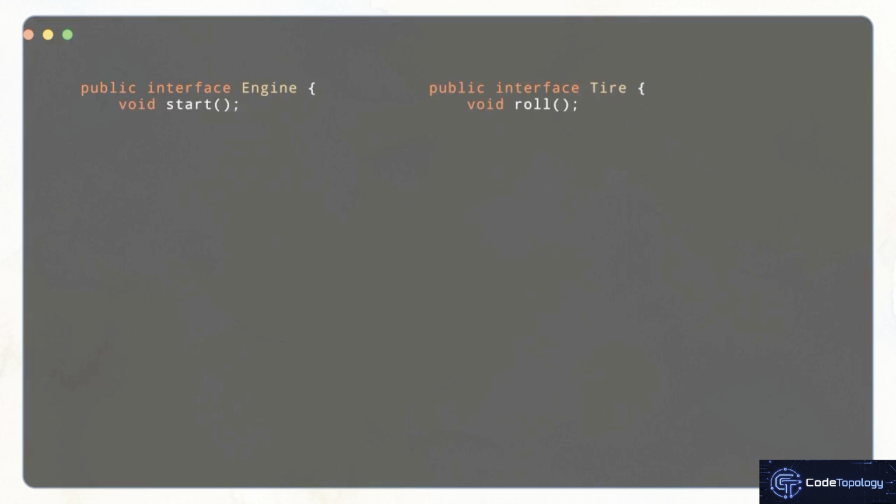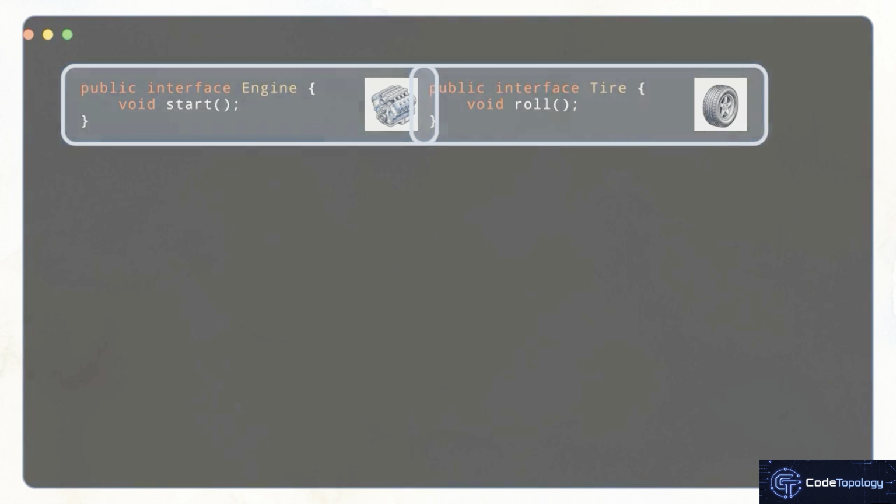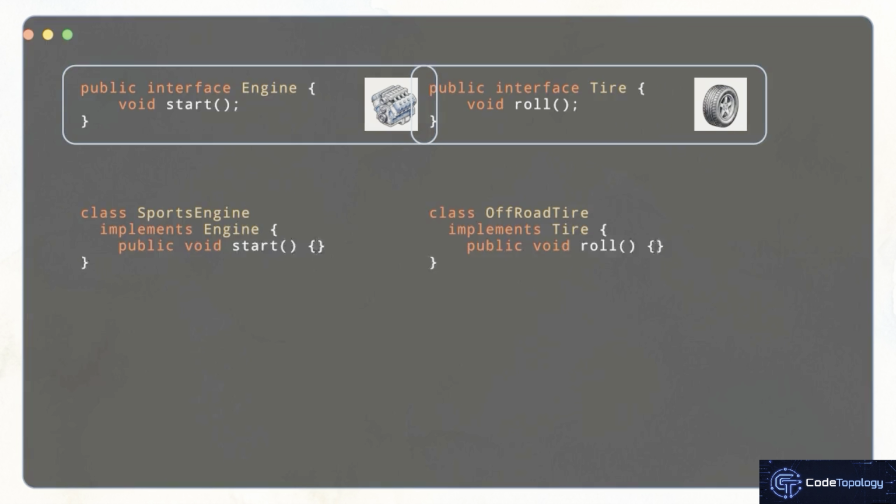Step 1. The abstract products. We define interfaces for engine and tire. These are the foundational contracts for the entire system. Client code will eventually depend solely on these interfaces, remaining isolated from the hardware classes underneath.